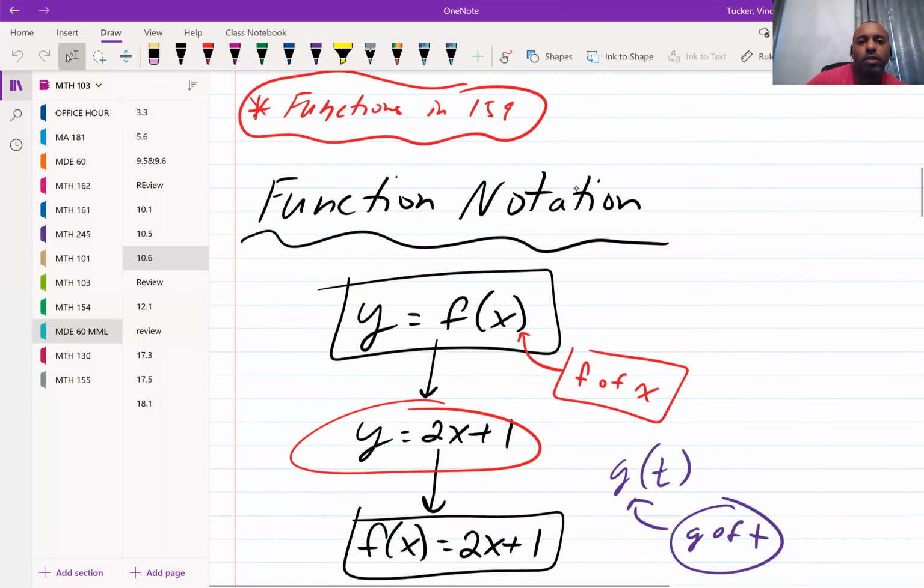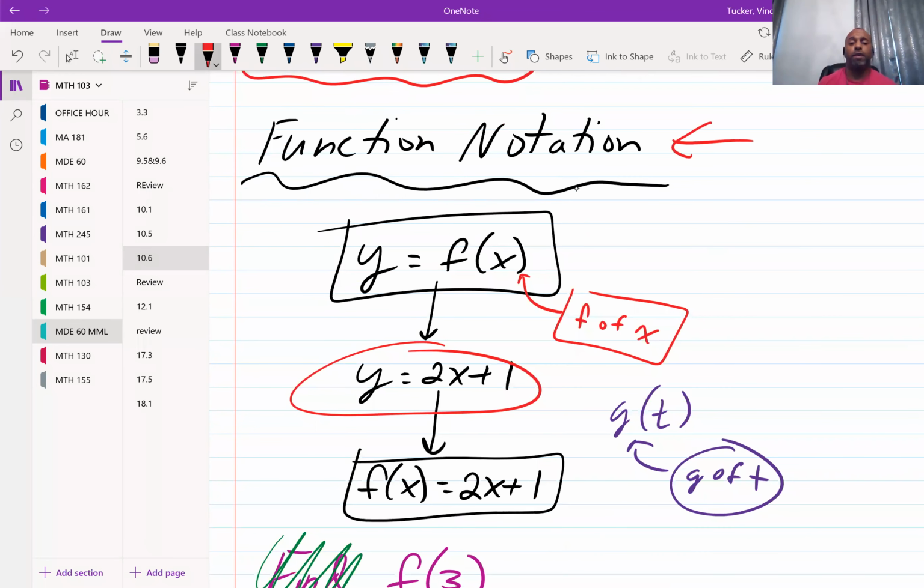All right, so we're starting here, function notation. Writing an equation in function notation, y is equal to f of x. All that means is that you're going to replace y with f of x, and then that will be considered function notation. Notice the labeling of how you would say it: when you see f parentheses x, that's f of x. If you see g parentheses t, that's g of t. So that's our function notation.